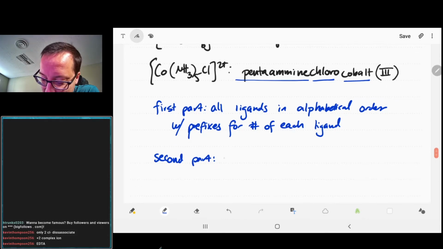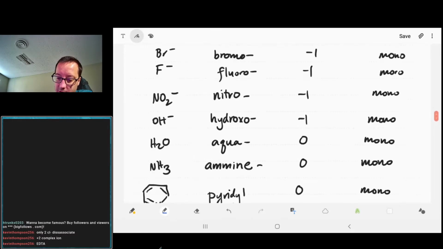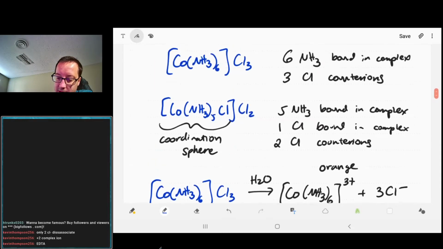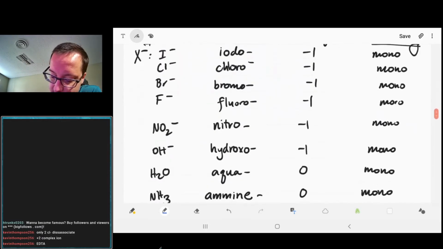Is you're going to put the transition, or the metal with its charge. And that's going to be with the Roman numerals. So let's take a look at some of the other ones we've got that we've put out there. And then we'll do a couple more examples. Actually, I guess we didn't really do anything besides this. Oh, here we go. Yeah. So we'll do this one.